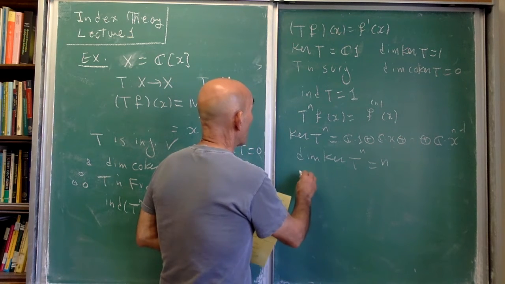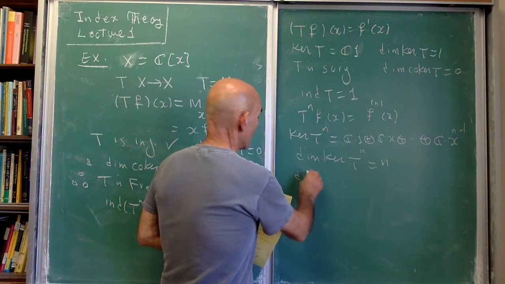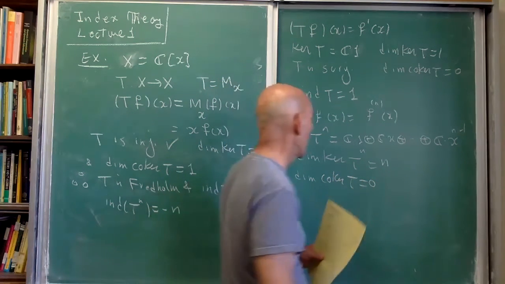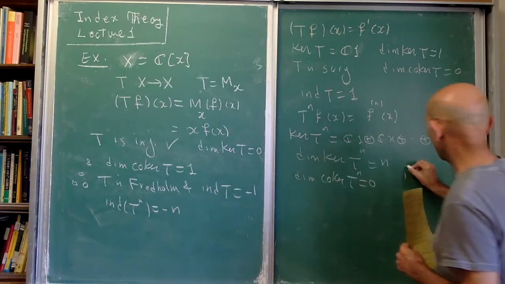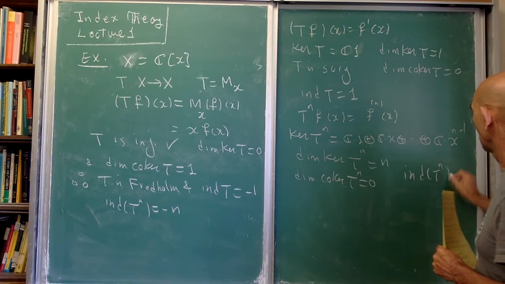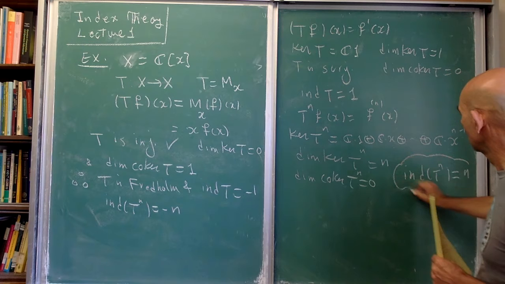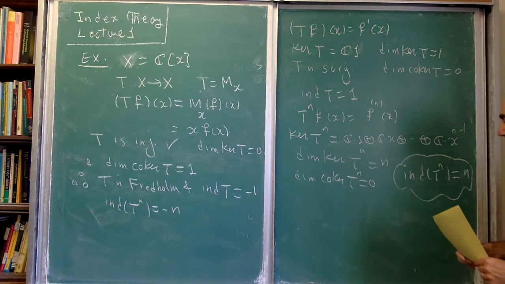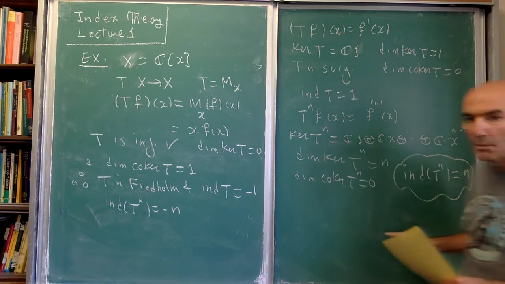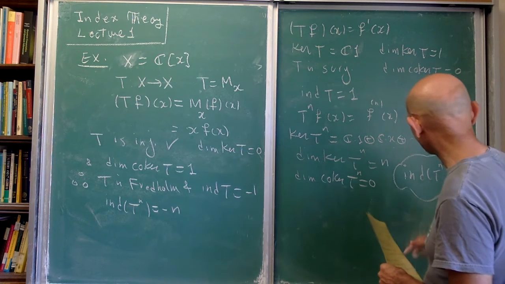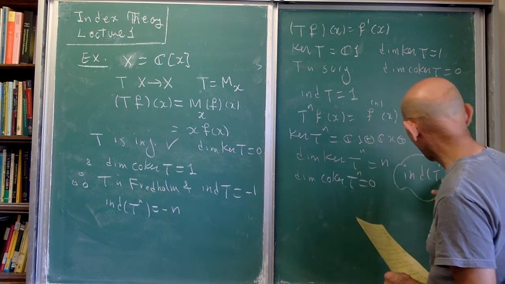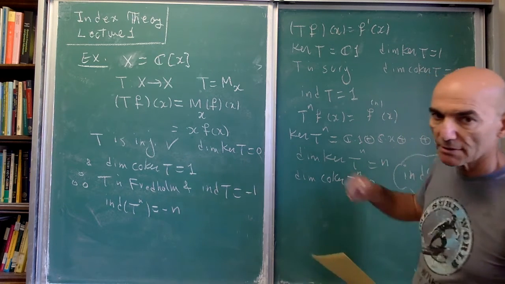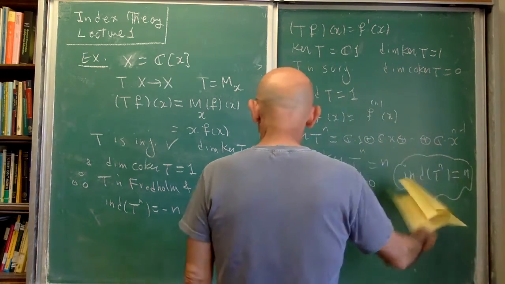In any case, the dimension of the co-kernel of T^n is also 0, so the index of T^n is n in this case. So this again verifies or confirms the formula for the index of a power, because we have this operator raised to power n, so its index is index of T plus index of T plus index of T, n times, which is 1 plus 1 plus 1.